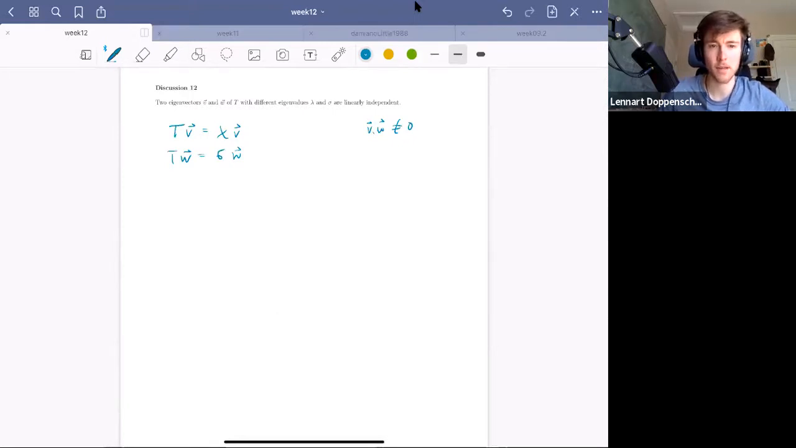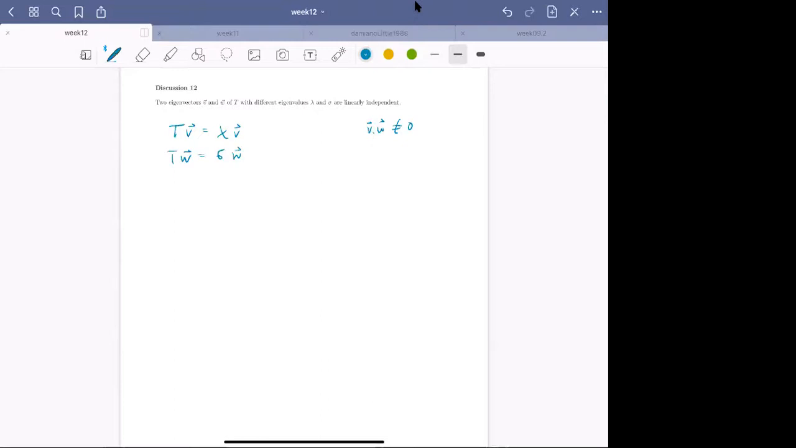Jagat, do you want to say something? Like we can just subtract the two equations and the result, like T of V minus T of W is equal to lambda... Oh no. Sorry.